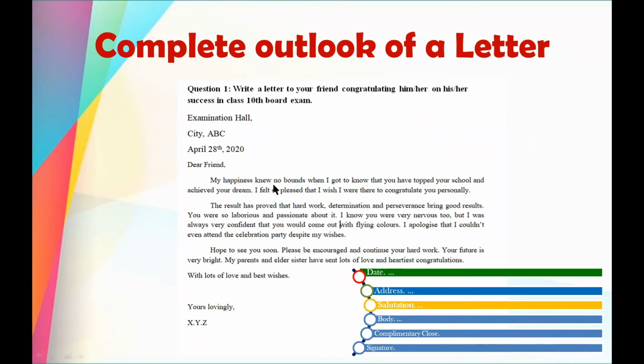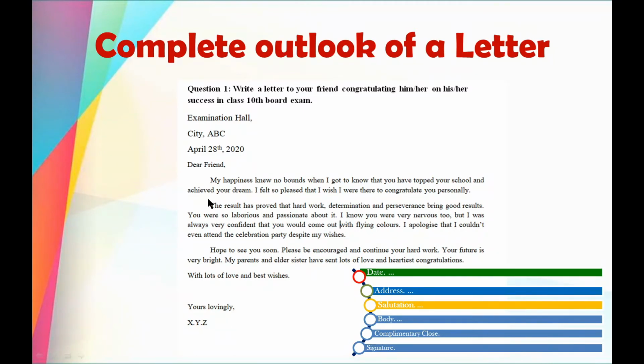My happiness knew no bounds when I got to know that you have topped your school and achieved your dream. I felt so pleased that I wish I were there to congratulate you personally. So this is salutation. What is salutation? You greet someone, you exchange your thoughts, your expression, your everything with the addressee.